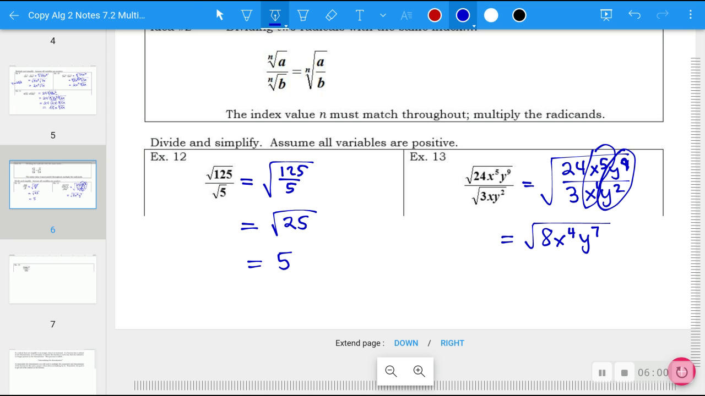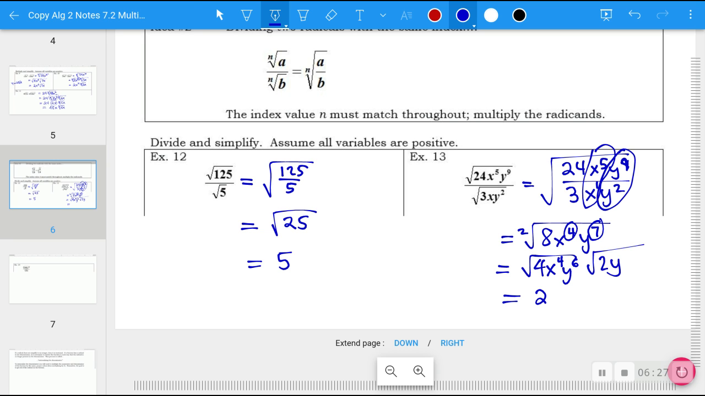Well, actually 8 is not a perfect square. So we're going to have to split this up and put perfect squares only in that front part. 8 breaks up as 4 and 2. The x to the 4th is good to go since 4 divides by the 2 that's implied out there, so we'll put it all up front. But this 7th power doesn't divide by 2, so you'll have to decrease it to 6th power and put the extra y in the back. And now everything's ready to simplify.